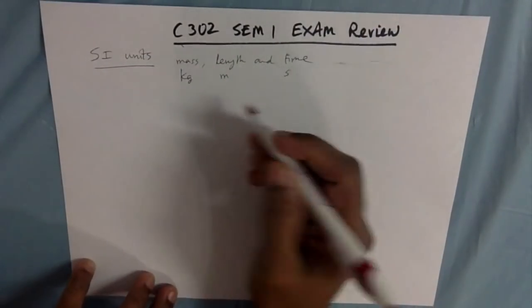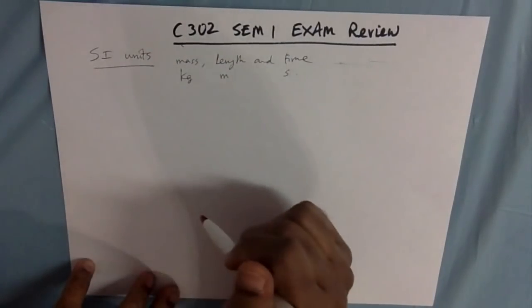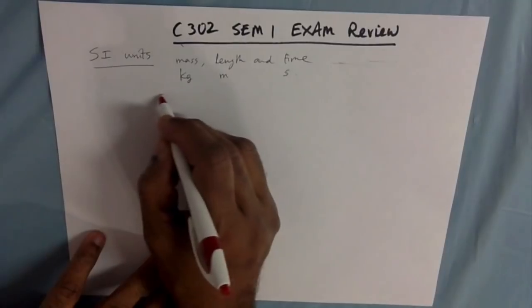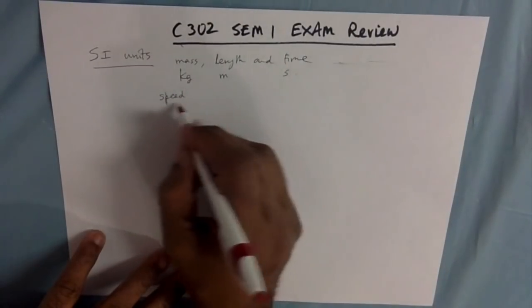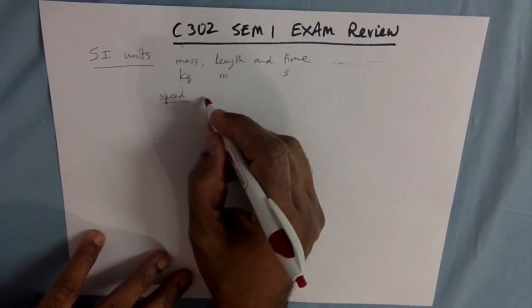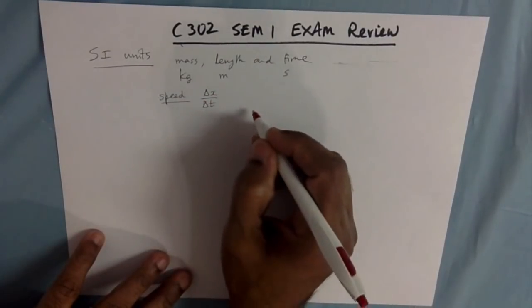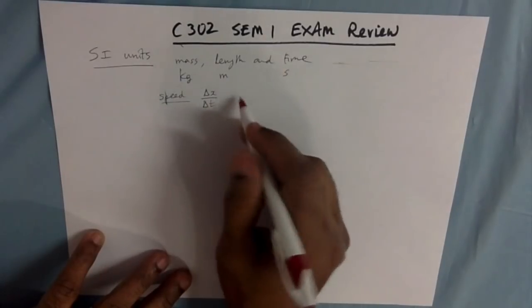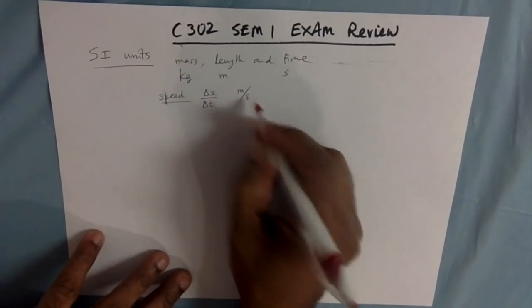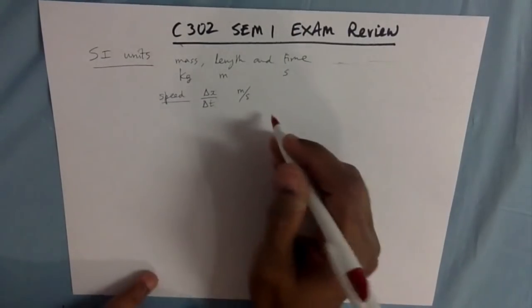Now, derived quantities are quantities made up of two or more of these. So when you say derived, it's going to be like speed is a derived quantity because it's distance over time. So when you say distance over time or rate of change of distance, so delta x over delta t, that is the rate of change of distance. And the unit is always going to be meters per second, because meters here and seconds here. So it's going to be meters per second. Okay.